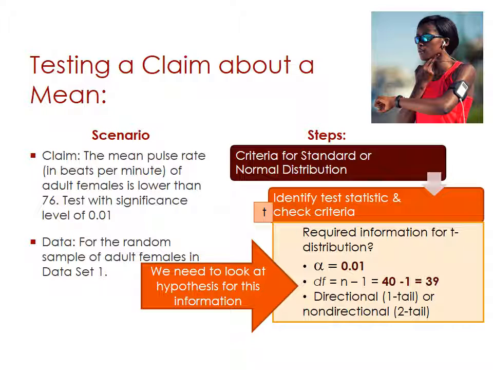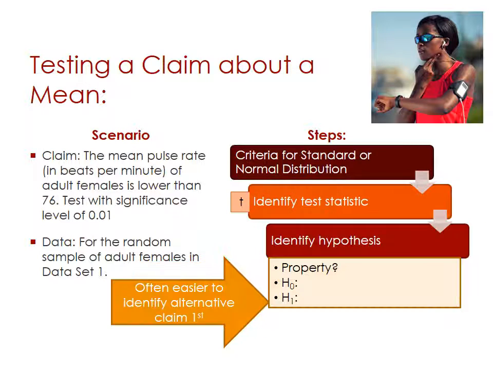Now to determine the direction, whether it's a one-tail or a two-tail, we're going to need to look at our hypothesis for this information. So we're going to pop down for just a moment and finish doing our hypotheses and then come back. If we come back and look at our hypotheses, first of all, what property are we solving for? Again, we're solving for the mean.